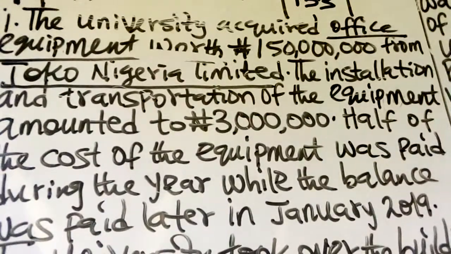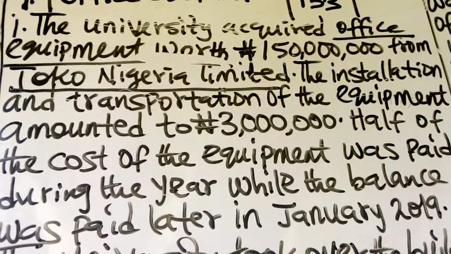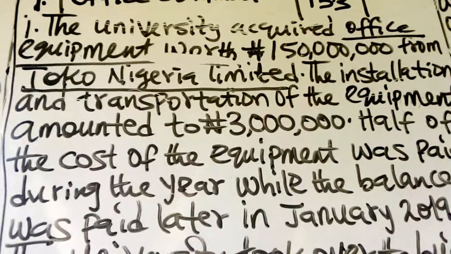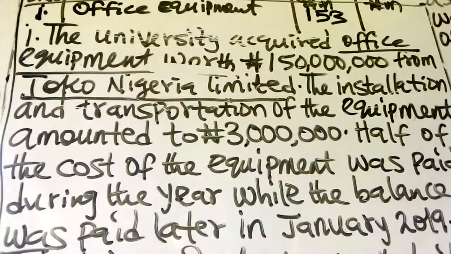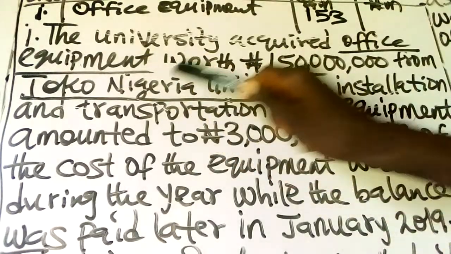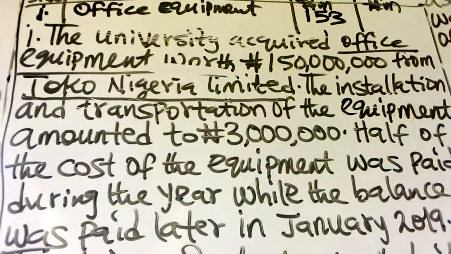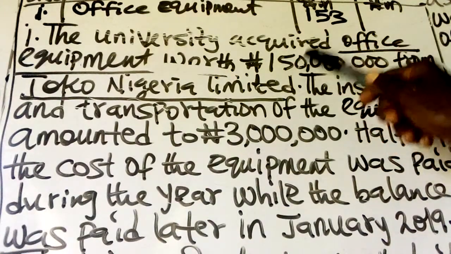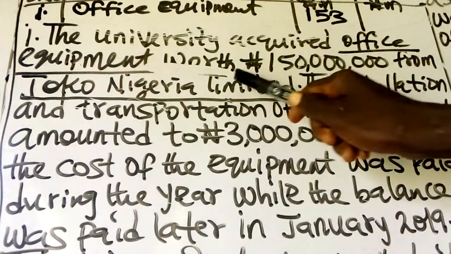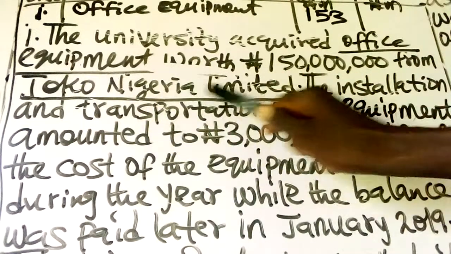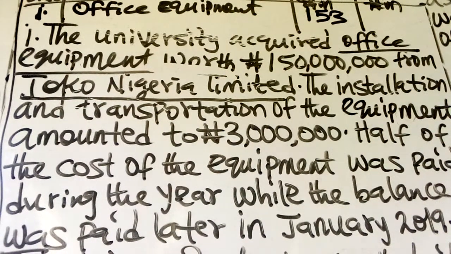And the question also went further by saying that half of the cost of equipment was paid during the year. Remember, the cost of the equipment is 150 million. If half of that is paid, half of 150 million will be 75 million. That means the only amount that will be left in account payable, that is Joko Nigeria Limited, will be 75 million. Half, 75 million, will be recorded in the bank, and the remaining 75 million will be left in the account payables account. That is Joko Nigeria Limited account. So I want you to bear that in mind.